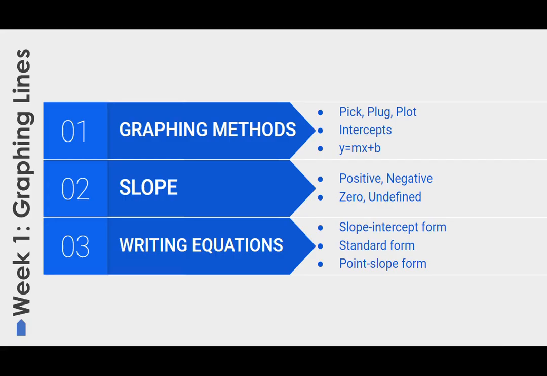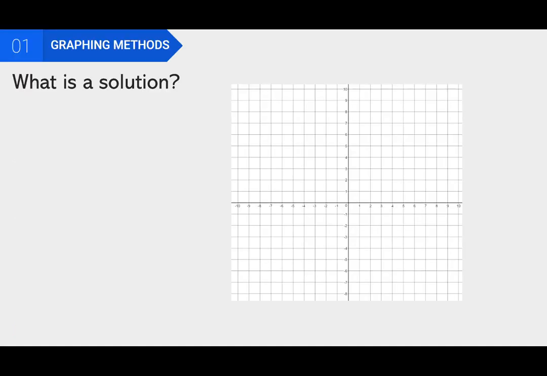First, the three different types of graphing methods. Two, slope and how to interpret it, how to find it. And three, writing linear equations in the three different forms. Let's go ahead and start with how to graph three different methods.